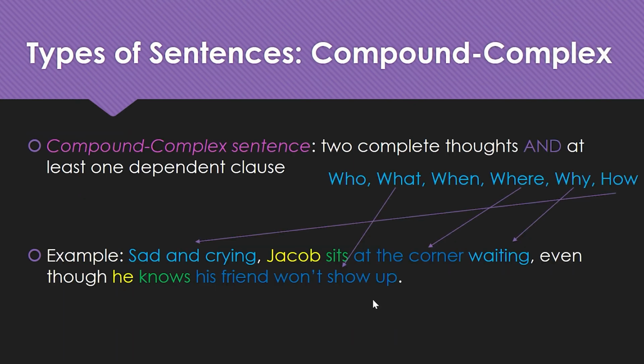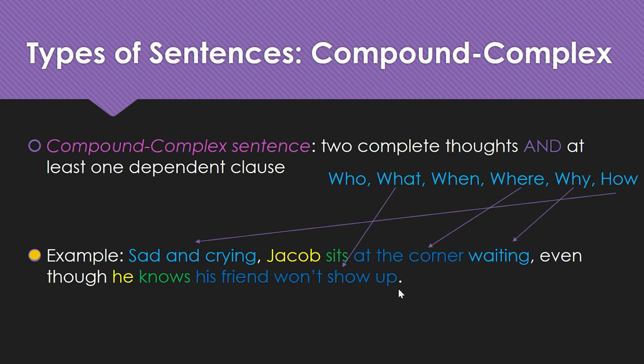Compound complex, you won't really see that often. It's pretty much two complete thoughts and at least one dependent clause. So it's like a compound sentence with a dependent clause. So it's like compound mixed with complex, hence the name compound complex. An example of this, and of course you won't see them that often because they're very long and people usually don't write very, very long sentences.